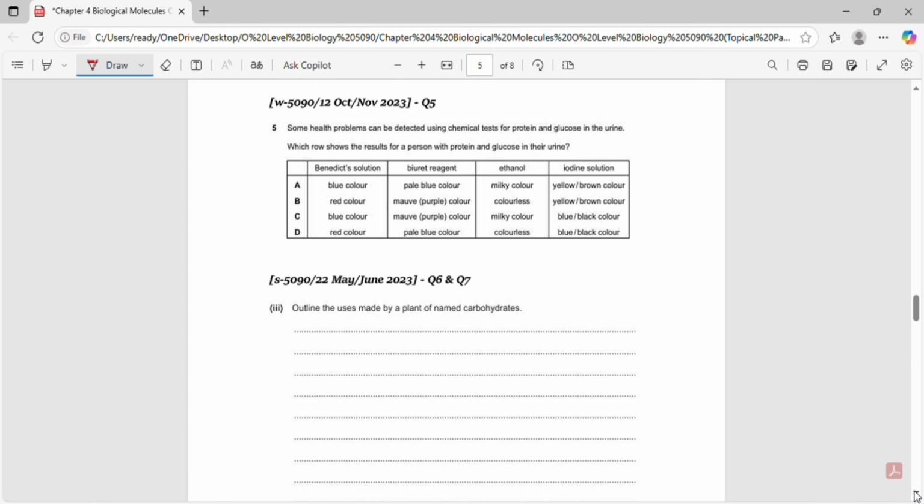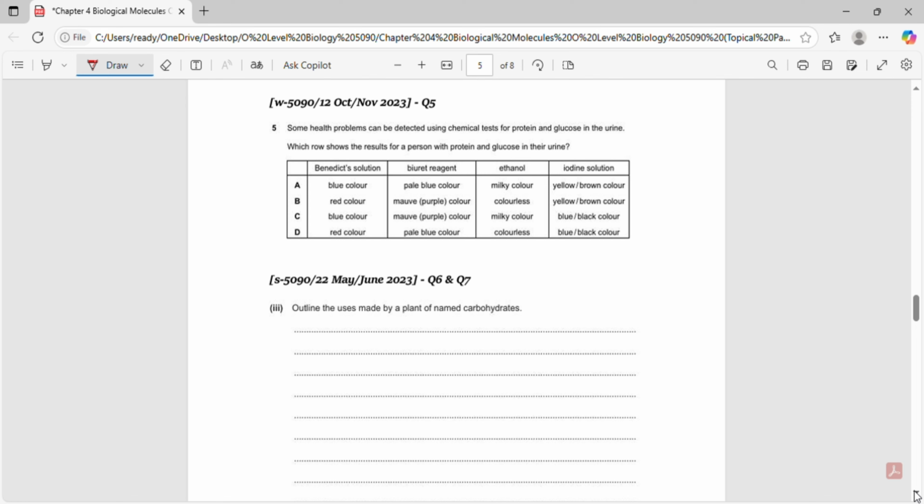Alright, everyone, let's turn to the next multiple choice question, which focuses on chemical tests for substances in urine. It mentions that certain health problems can be identified by checking for protein and glucose in the urine, and asks, which row shows the results for a person who has both protein and glucose present. Let's quickly remind ourselves of the key chemical tests involved. For glucose, we use Benedict's solution, and remember that this requires heating. A positive test result for reducing sugars like glucose causes Benedict's solution to change from its original blue color through green, then yellow, orange, and finally to brick red, depending on the concentration of glucose.